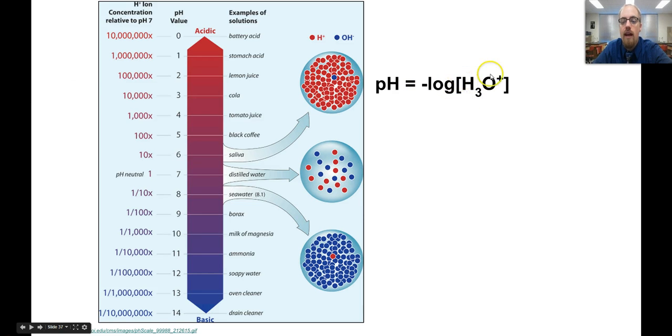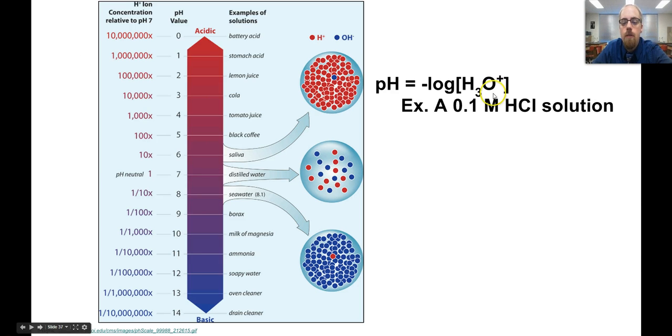Now, notice these brackets here are shorthand just for concentration. They refer to the molarity of the solution. Okay? And sometimes, again, you'll see this written as hydronium or just H+. They're both indicating the same sort of thing.